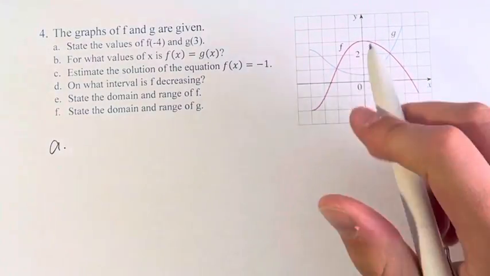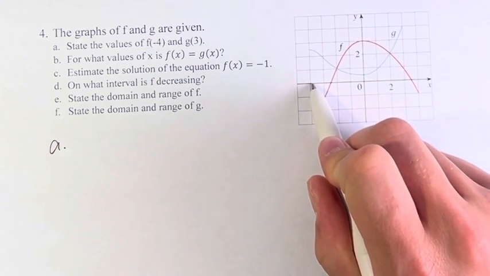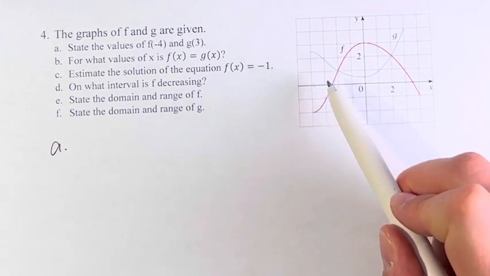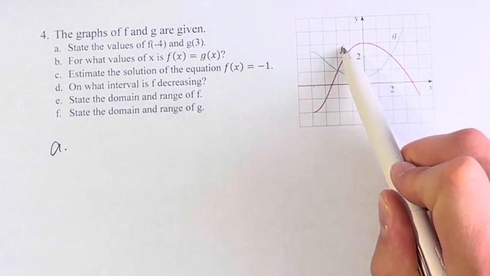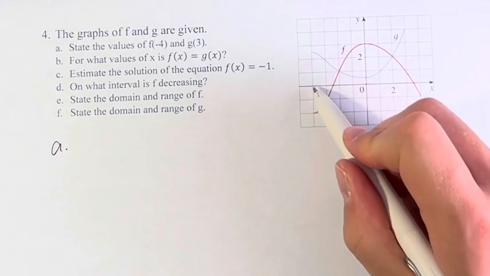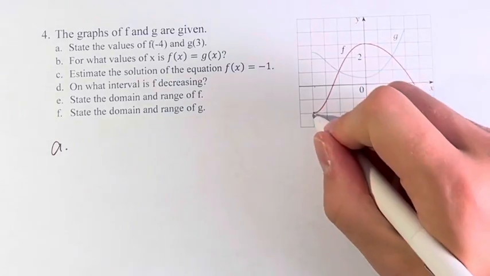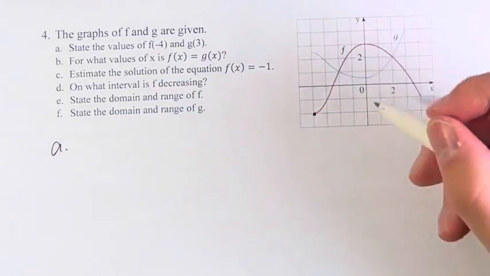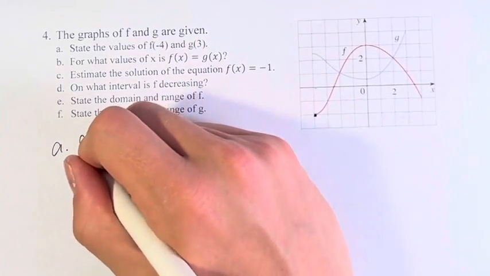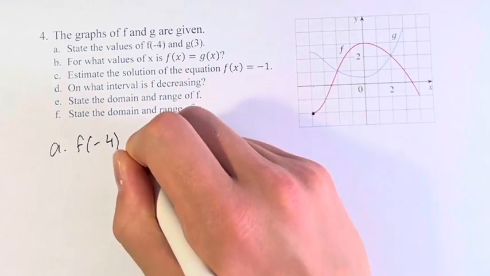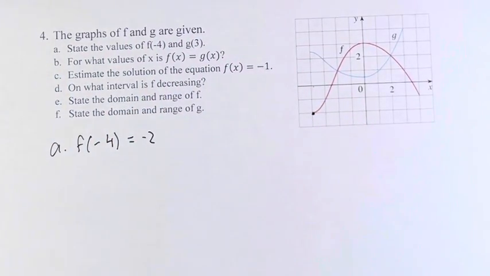So x is equal to negative 4: 1, 2, 3, 4. What is the value of f, which we can see is the red one right here, at this point? Well, we go down, we find that it goes right here, and therefore it is a value of negative 2. So f of negative 4 is equal to negative 2.